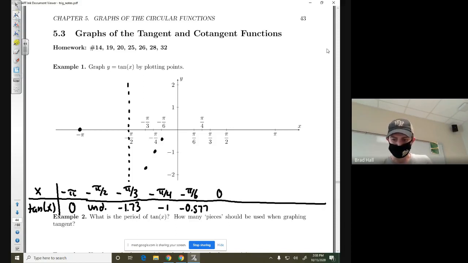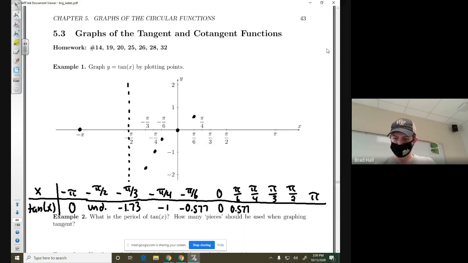So we could plug in 0 and pi over 6, pi over 4, I'll just write out the rest of them. Pi over 3, pi over 2, and pi. So what happens when we start plugging in all of these values? What do we get? 0 for 0. Okay, go right at the origin. Pi over 6. Oh, that's a familiar number. 0.577. Okay, so that'll be probably right here in the middle.